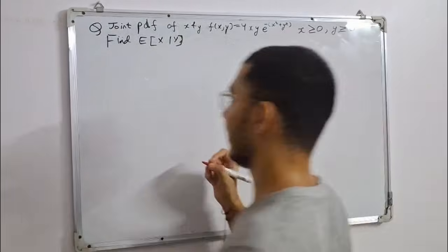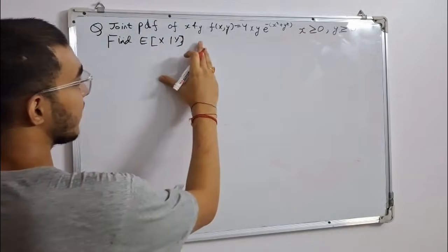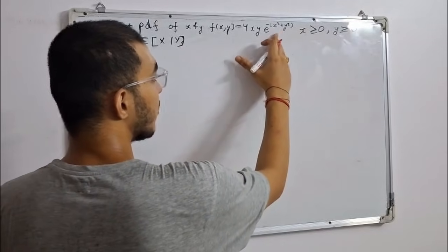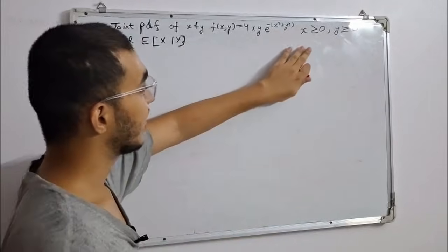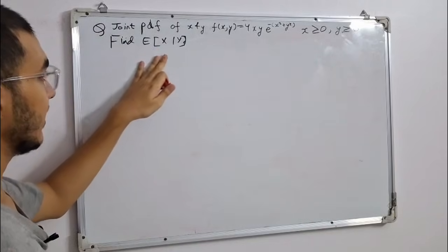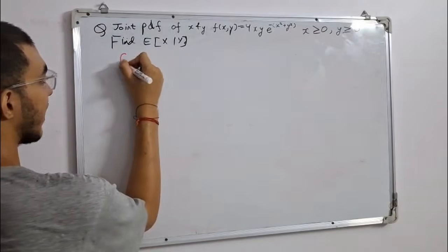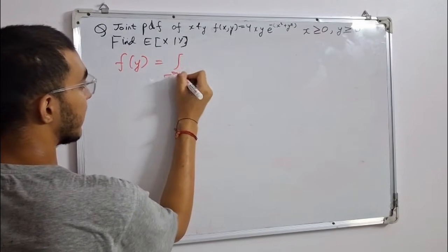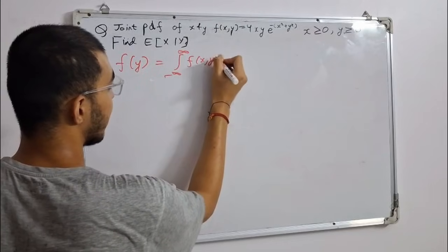Let's get started. We are given a joint probability density function f(x,y) equal to 4xy e to the power minus (x square plus y square), and the probability density function is in the first quadrant. We have to calculate E[X given Y]. So for that, first we'll have to calculate fY, which is equal to the integral from minus infinity to infinity of f(x,y) dx.